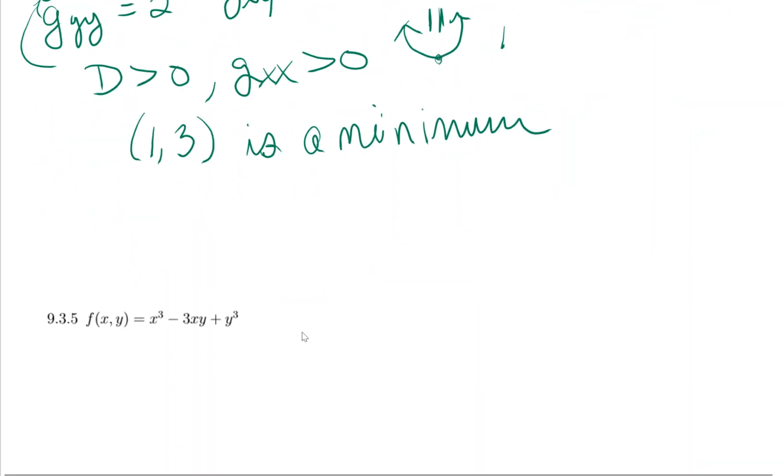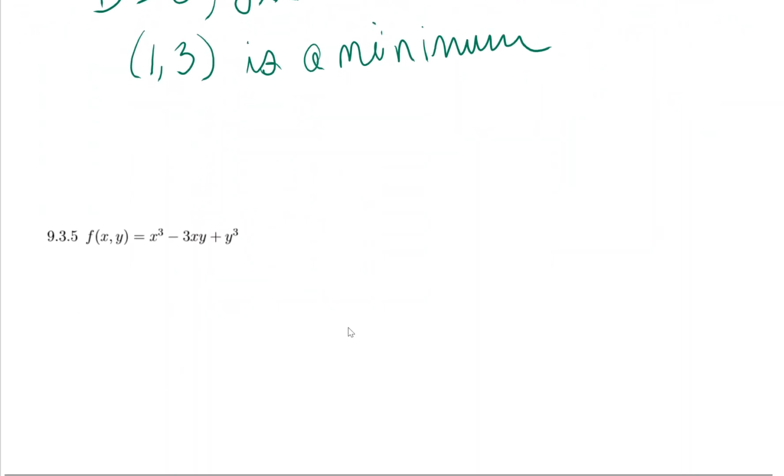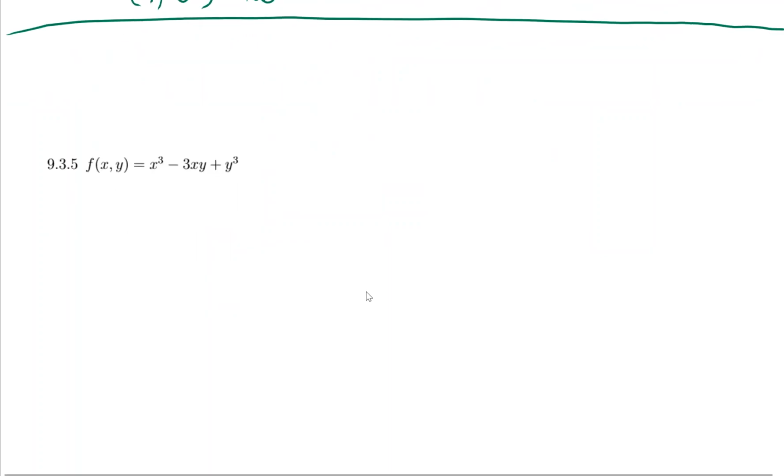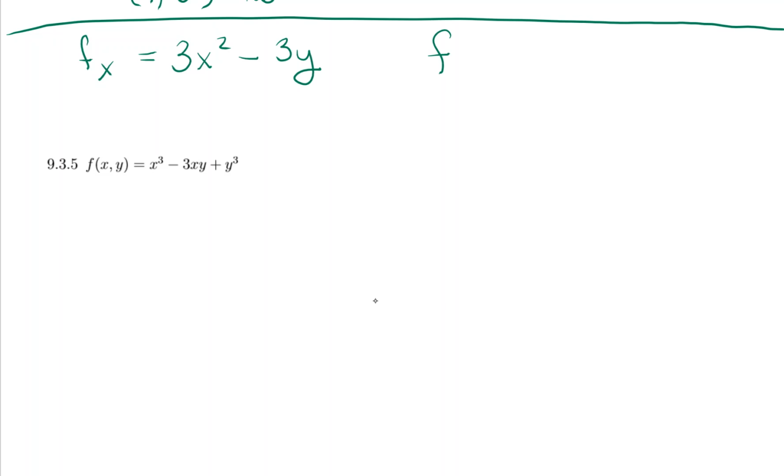I know that 3, 5 is going to take up more space. So I'm going to steal some of the top space to do it, because I'm going to cheat. So I'm going to do the single derivatives up here. So 3x squared minus 3y. And over here, I'll get minus 3x plus 3y squared.